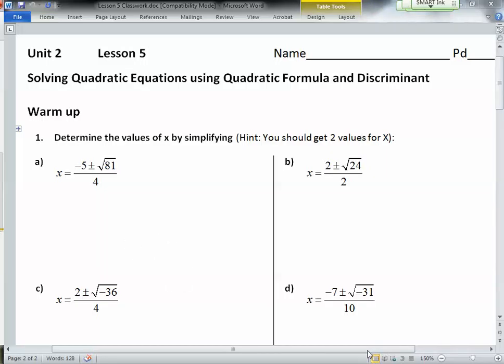Okay guys, so we're going to do the warm-up for lesson 5 classwork. And this warm-up asks us to determine the values of x by simplifying. So these are all expressions that we need to simplify. They all have, you can see, radicals in them. Like this square root sign right there is a radical.